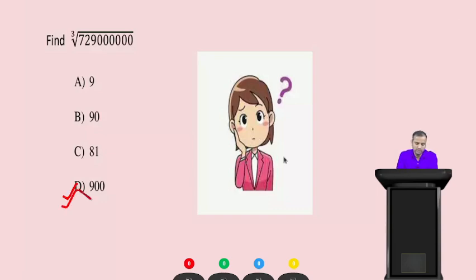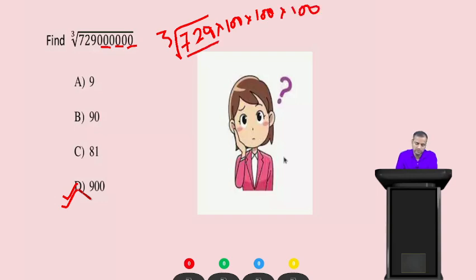So you can solve this one as 729 into 100 into 100, that is 1 2 3 4 5 6 zeros, 100 into 100. What is the cube root of 729? It is 9. And what is the cube root of 100 100 100? So we can pick only one number. So the answer is 900.